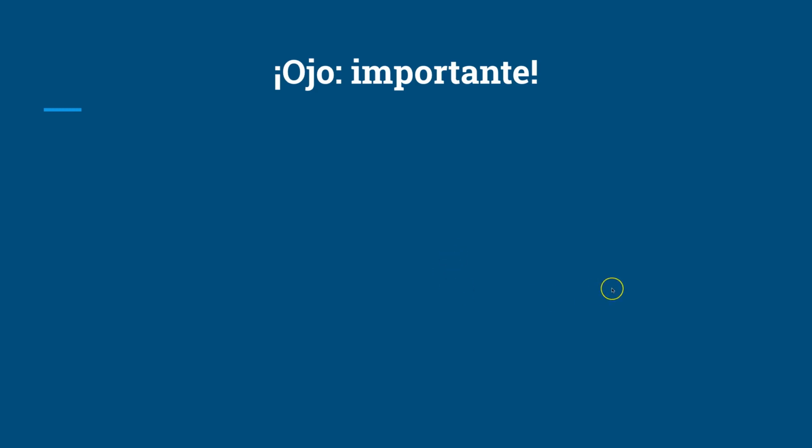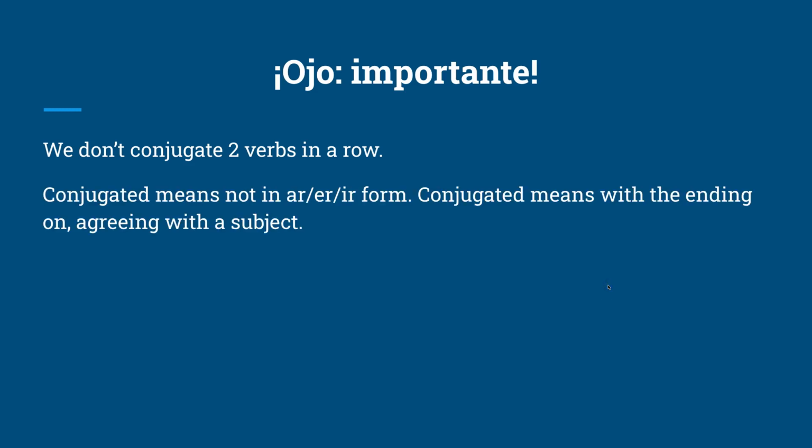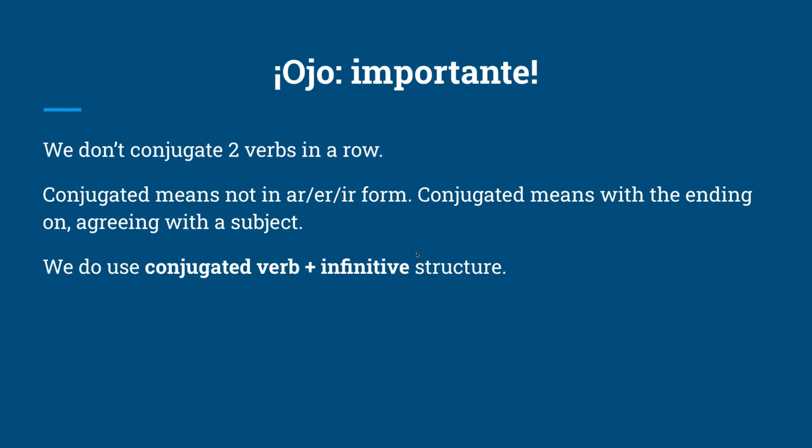So here's some important things to keep in mind. Ojo, important stuff when using verbs. We don't conjugate two verbs in a row. If you see yourself conjugating two verbs in a row, something is wrong. Conjugated means not in the AR, ER, IR form, okay? Conjugated means with the ending on, like o, as, a, amos, an, that we just learned. Conjugated means it agrees with the subject.